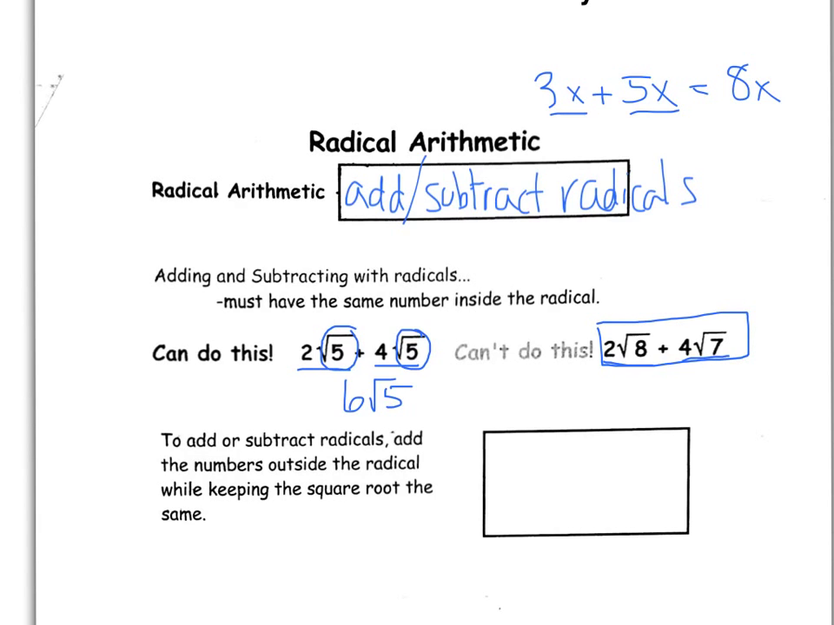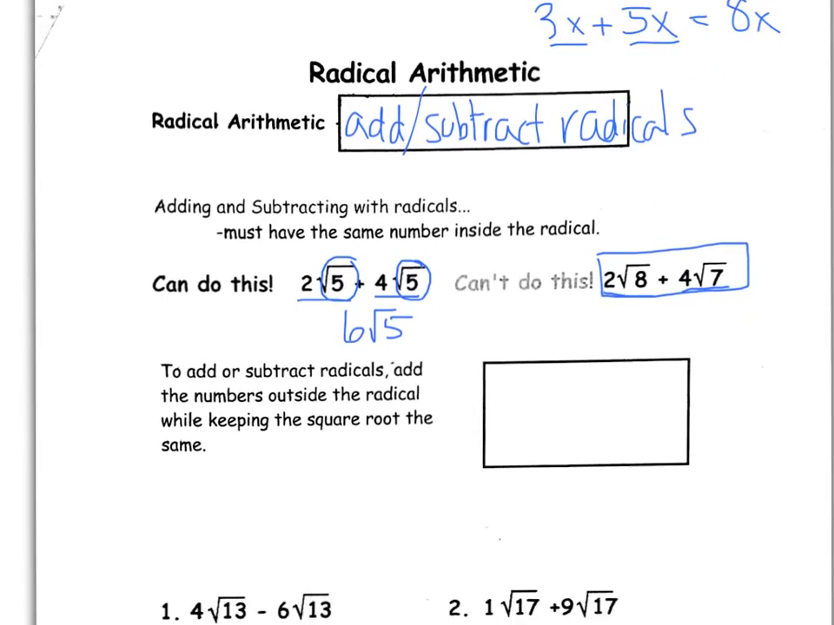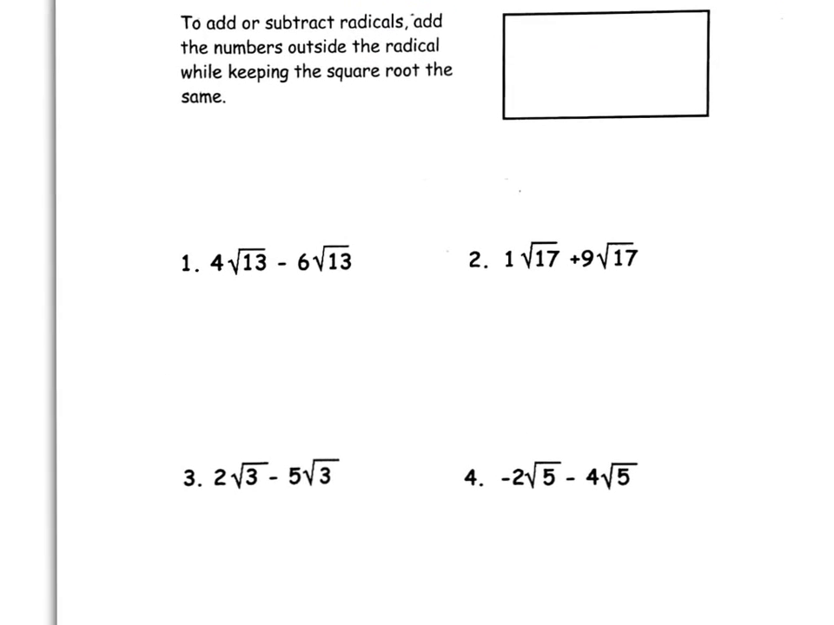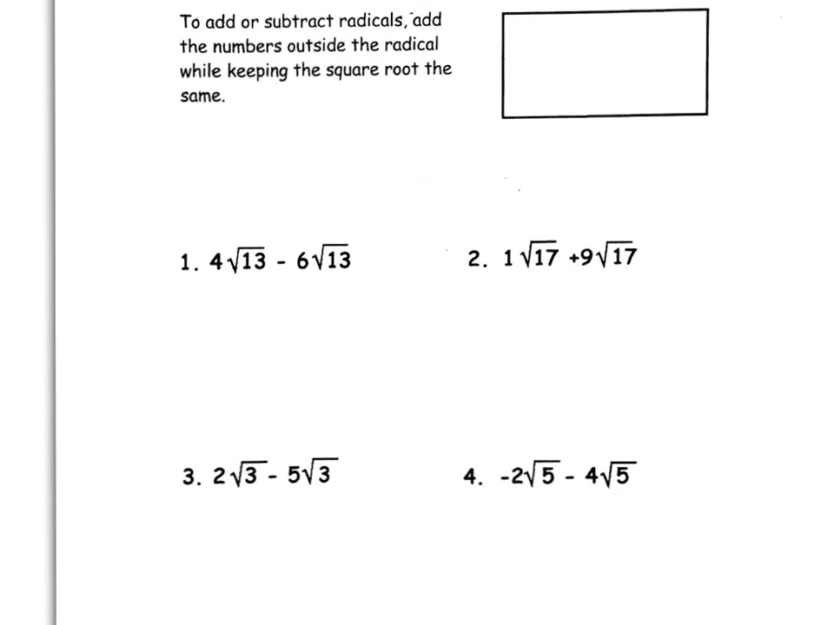Okay? So let's look at some examples. We'll keep these pretty easy to start here. 4 radical 13 minus 6 radical 13. 4 minus 6, negative 2 radical 13. Go ahead and try 2 through 4 on your own. Pause the video and hit play when you're ready to check your answers.